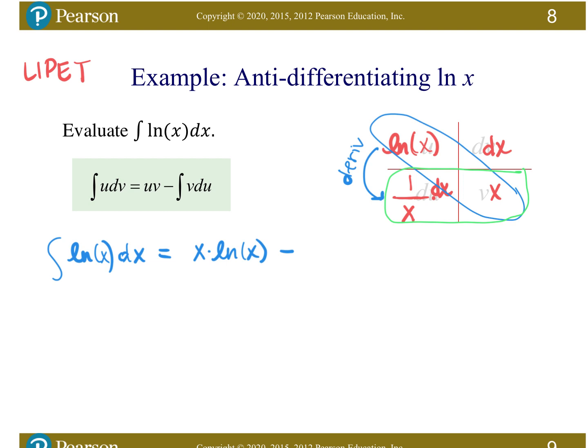All right, so minus the integral of, and then what happens in that green box when we combine those two things? We just get dx. And remember, that last final integral should always be something you know how to take the antiderivative of. So we have x ln x minus the antiderivative of dx, which is just x itself, and then plus c. And that's your antiderivative.